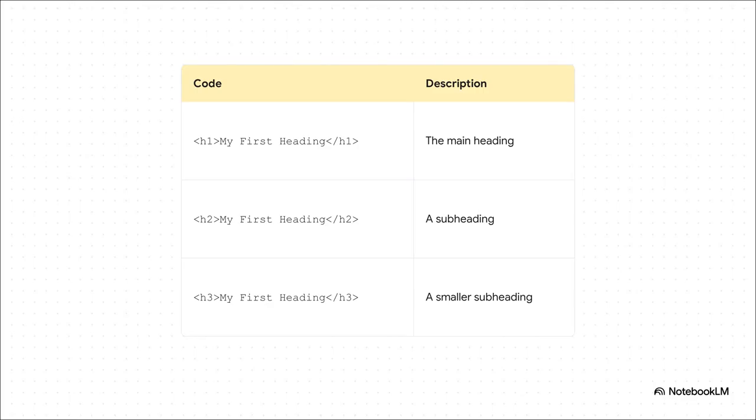So in the code itself, that hierarchy looks like this, just different numbers. We've got our H1 for the main event, and H2 for a subheading, and so on. Now the text inside might be exactly the same, but the tags are telling the browser that these have different levels of importance. So what does the browser do with that info?